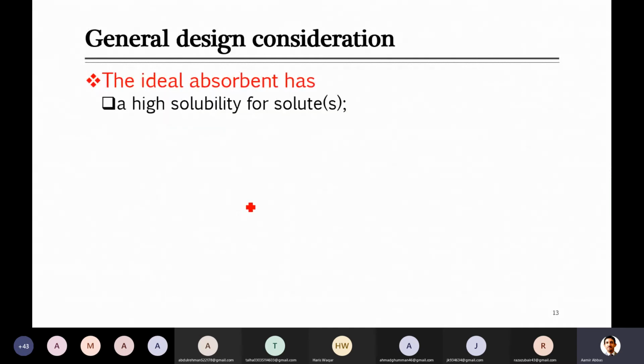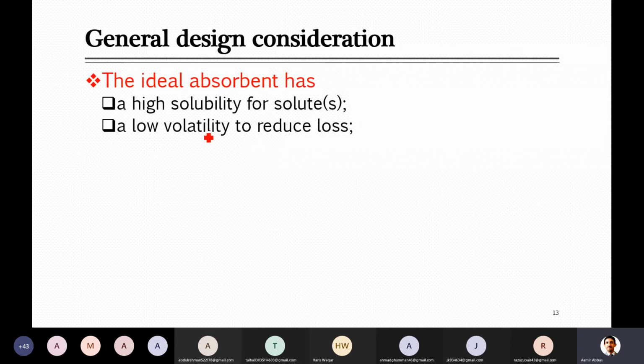So the ideal absorbent has some considerations or properties. So what should be those properties? For example, if we are going to select the absorbent, it should have high solubility for the solute. That is, it should have high affinity for those components which you want to remove, and less affinity for other components which you don't want to absorb. So low volatility to reduce the losses. If it is highly volatile, some of it will be lost, and as I already mentioned earlier, you have to use the makeup in a large amount.